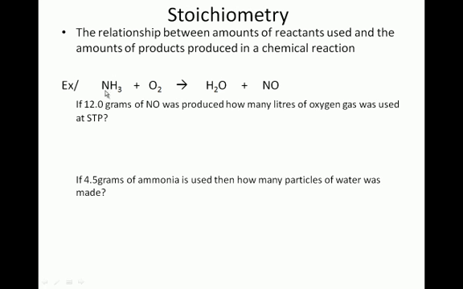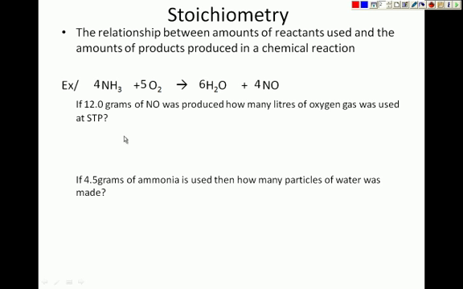So what we see is a formula right here of ammonia plus oxygen gas, and it makes water plus nitrogen monoxide. So the first thing you need to do, and it's very, very important in stoichiometry, is balance the equation. So right here we're going to balance the equation super quick, and what we see is that it's all balanced for us now. So there's 4 ammonia for every 5 oxygen gas, and that makes 6 waters and 4 nitrogen monoxides.